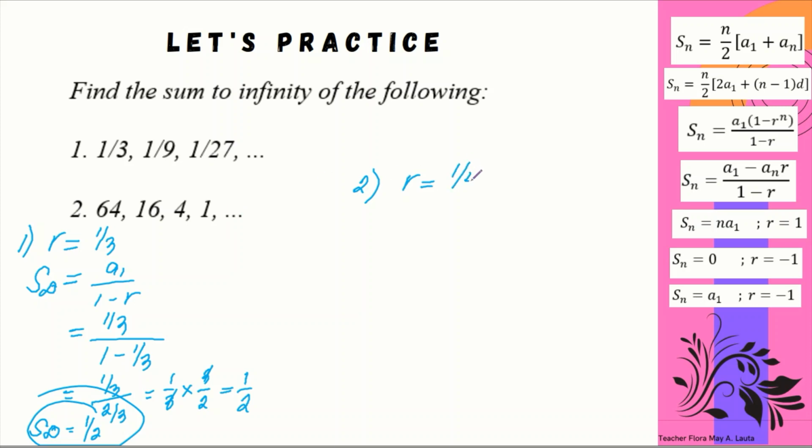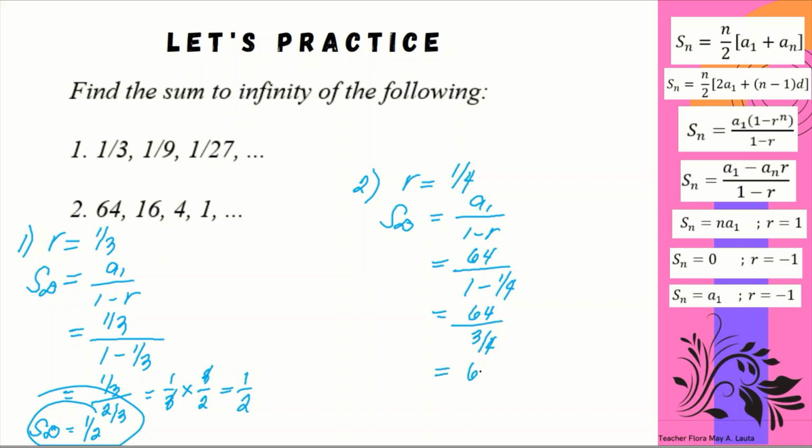So the answer is 1/4, right? So the sum to infinity is a sub 1 over 1 minus r. So a sub 1 natin ay 64. Tapos 1 minus yung r natin is 1/4. So we have 64, and then 1 minus 1/4 is 3/4.